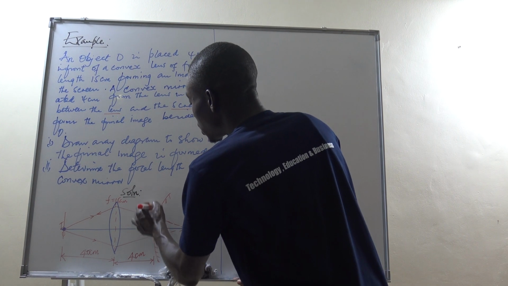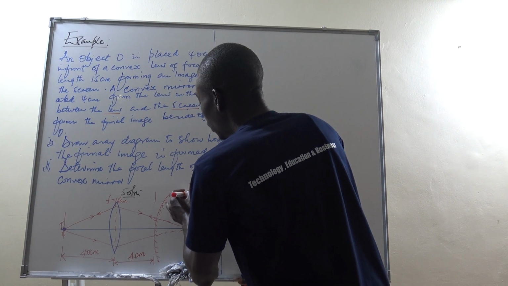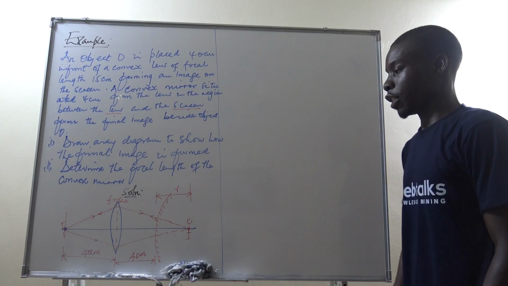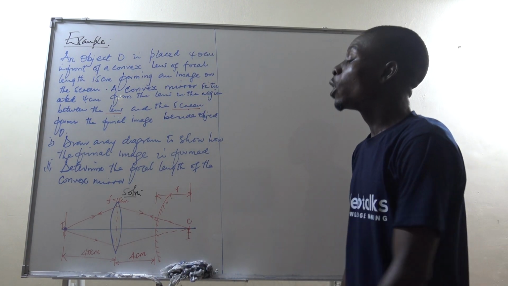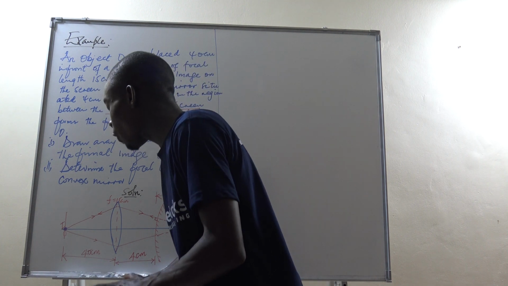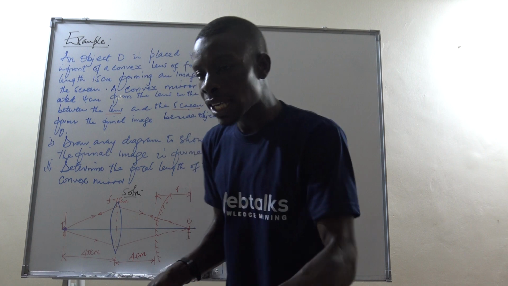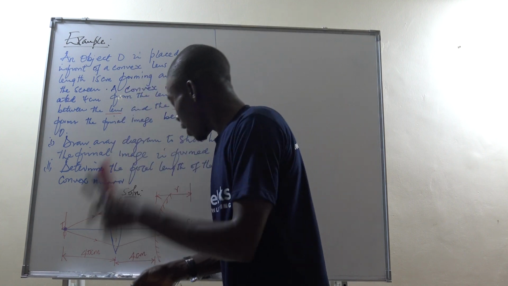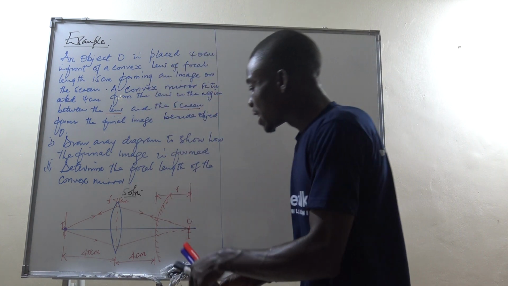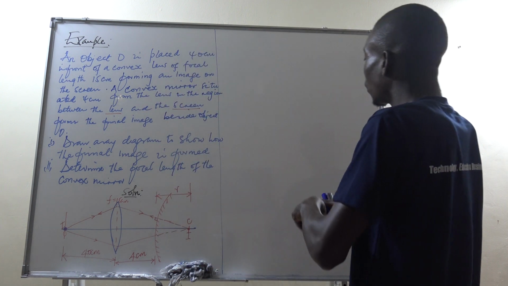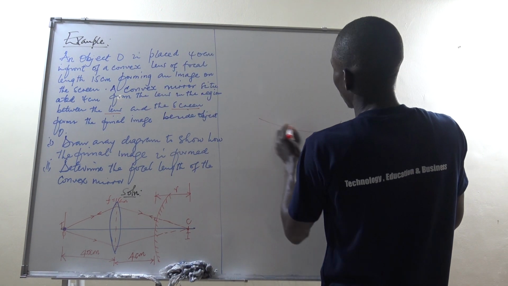And now this distance here qualifies to be our radius of curvature. Is that okay? We looked at it yesterday that if an object and the image are all at the same point, it means that the ray is incident normally and reflected also normally. And that was this drawing here, if you can still remember.